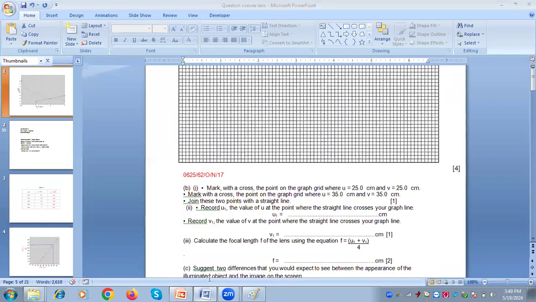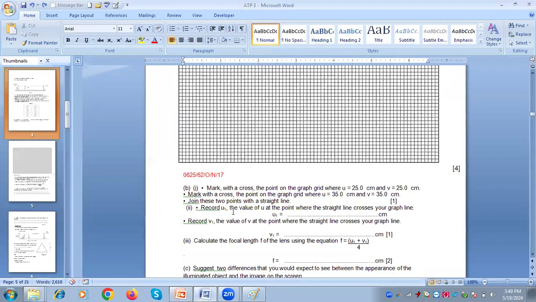Now let us see what is the next instruction. Record the value of u1, the value of u at the point where the straight line crosses your graph line. So with the line which we have just drawn by joining those 2 points of v equals 25 and 35, and u equals 25 and 35, we have joined the line, and the line crosses the graph line. So that point is u1, that is object distance is u1 and image distance is v1. So we have to record that value.